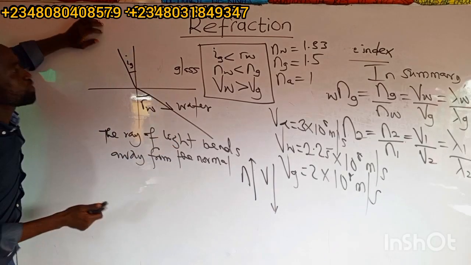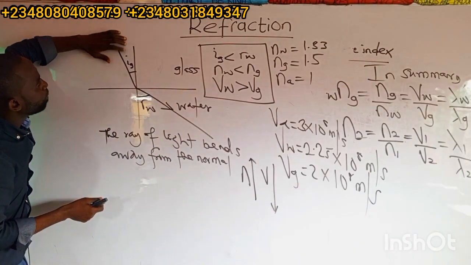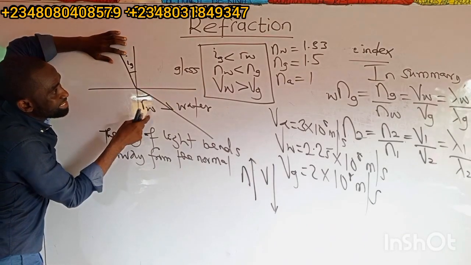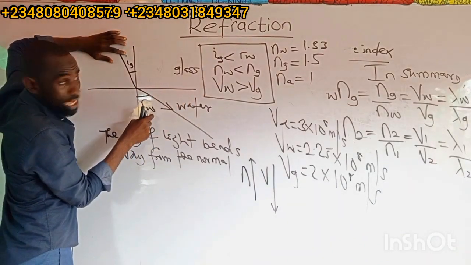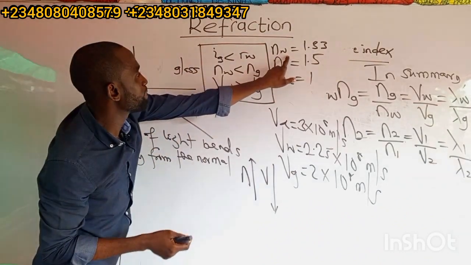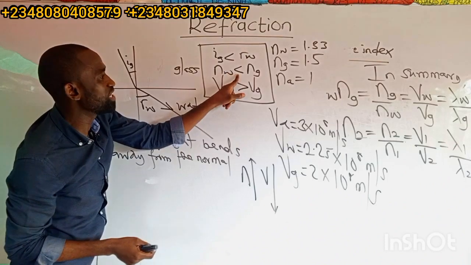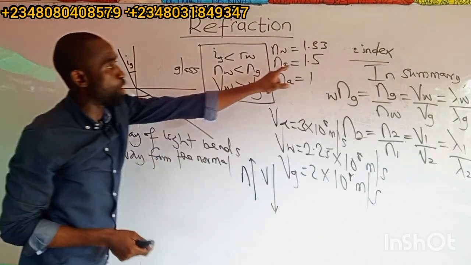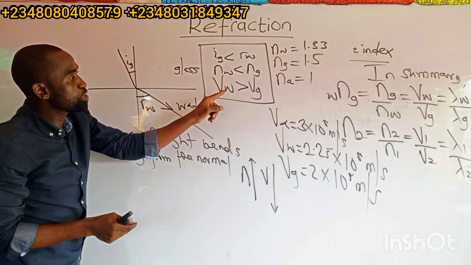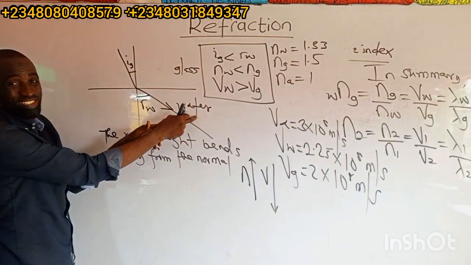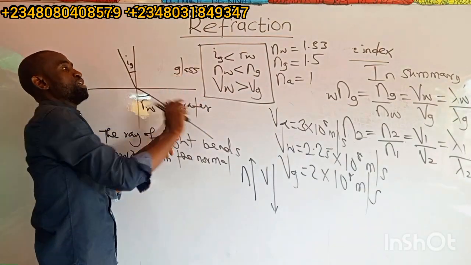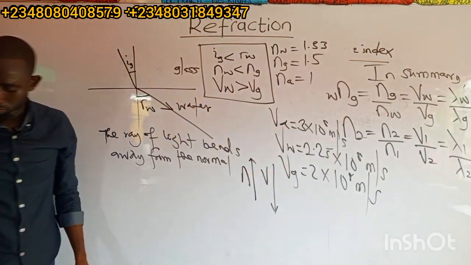Why does this ray bend away from the normal? The first reason is that the angle of incidence in glass is less than the angle of refraction in water. Then the refractive index of water, 1.33, is less than the refractive index of glass, which is 1.5. The ray will bend away from the normal. If the speed of light in water, which is the second medium, is greater than the speed in glass, which is the first medium, it also bends away from the normal.